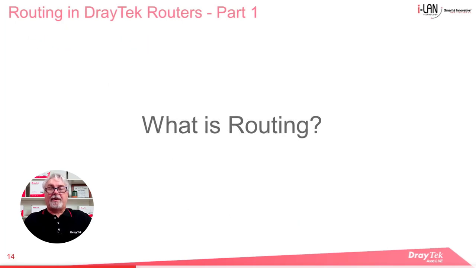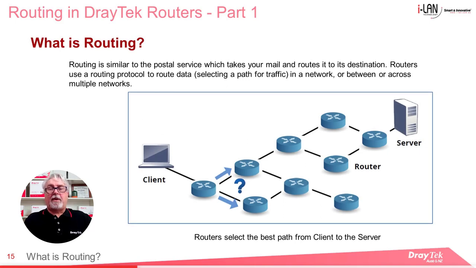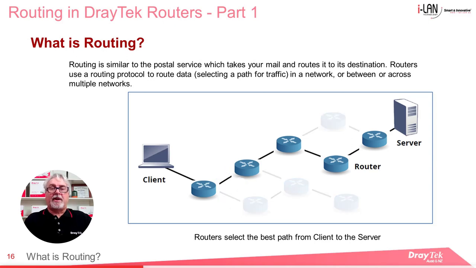Now let's look at what routing is. If we go back to our postal analogy, routing is similar to the postal service, which takes your mail and routes it to its destination. Routers use a routing protocol to route data, that is, selecting a path for traffic in a network or between or across multiple networks. In this diagram, we can see the best path from the client to the server has been selected.